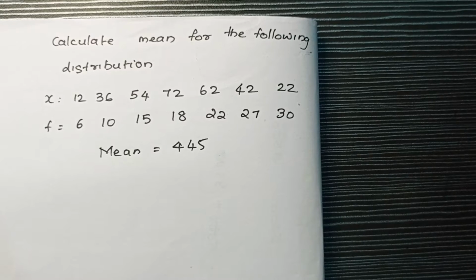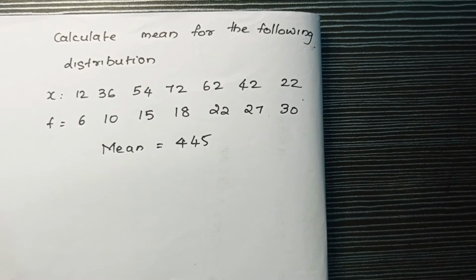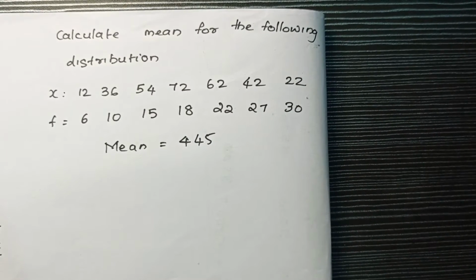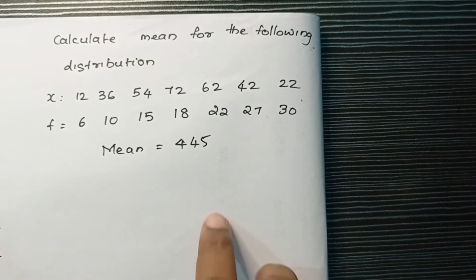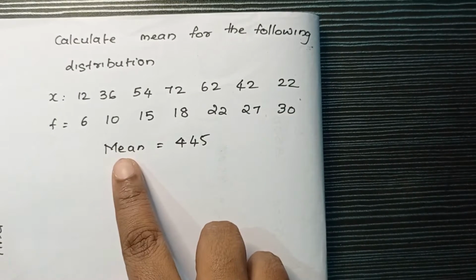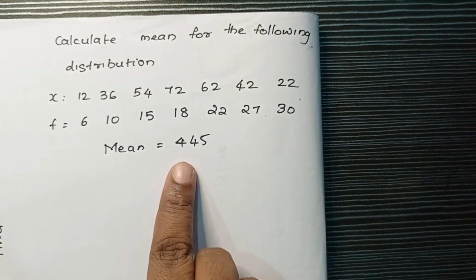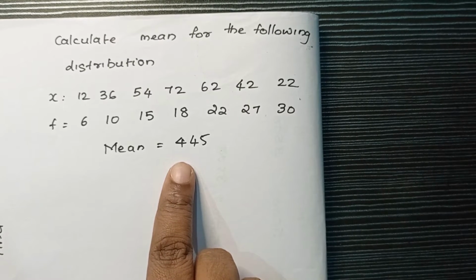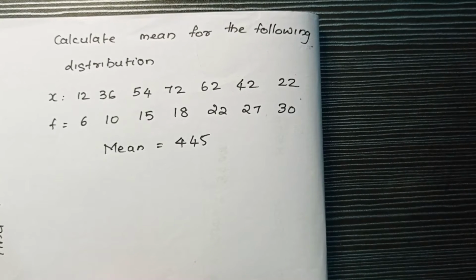So last week, if you remember, I had given a small task to you, and the question was to calculate the mean for the following distribution, where x is given. The answer for that question is mean equal to 445. So if you have got the answer correctly, congratulations, you have done a very good job and you understood the concept. So let's move on to today's topic.